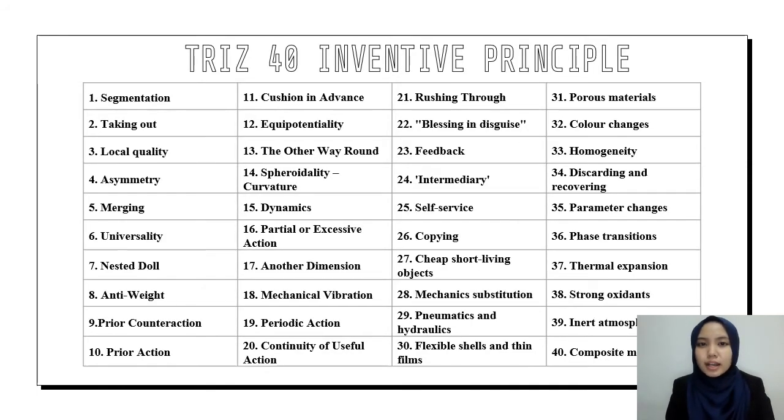After setting the 39 engineering parameters to develop creative solutions for a problem, and after analyzing existing pattern solutions, Schuller additionally presented 40 inventive principles. This table presents the TRIZ 40 inventive principles.